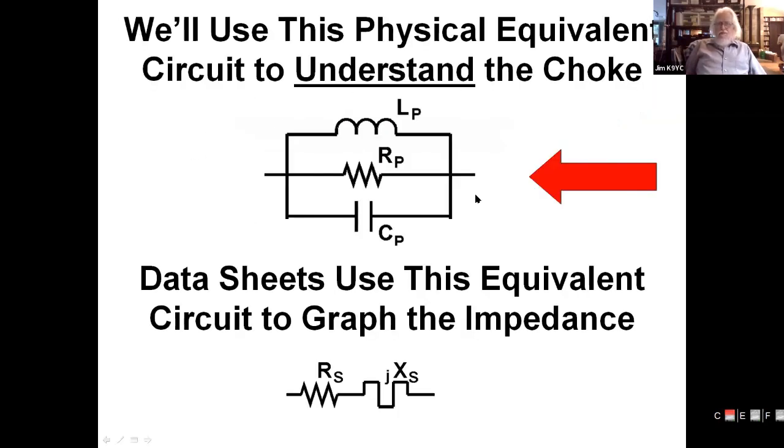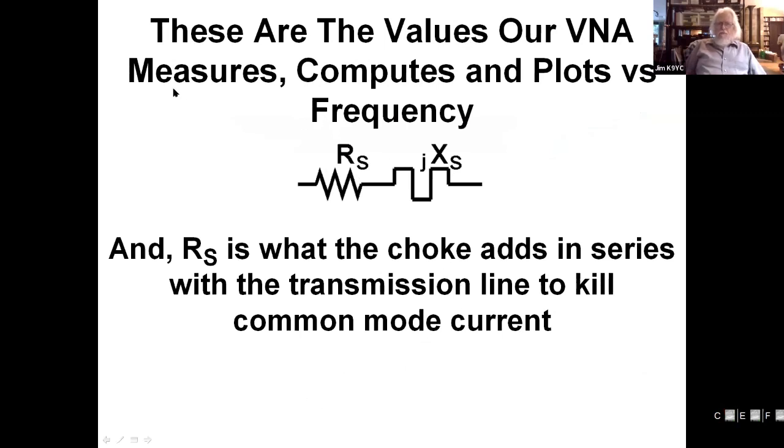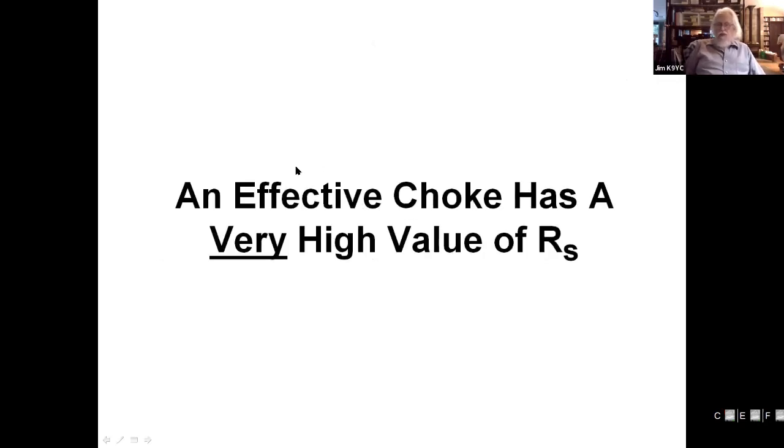So we're going to use this simple parallel resonant circuit to understand the choke, but the data sheets use this. And when we measure stuff with our VNA, this is what it's plotting. Now, the killer thing that the RS, the choke adds in series with the transmission line, is what kills common mode current. So a very effective choke has a very high value of RS, RS being the series equivalent resistance.